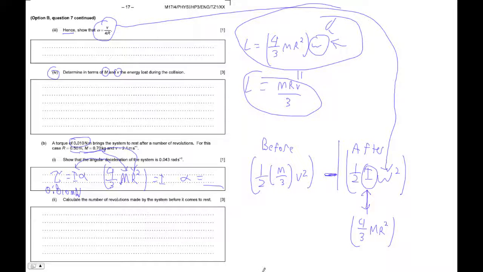Okay. And the number is between 0.04 and 0.05. I'll tell you that. Okay. Then it says calculate the number of revolutions. So now we've got this angular. Oh, there's the answer. Why, the answer's right there. Right. Okay. Calculate the number of revolutions made by the system before it comes to rest, right?